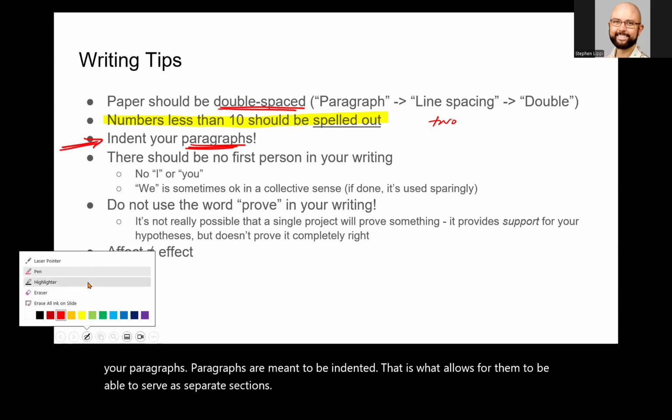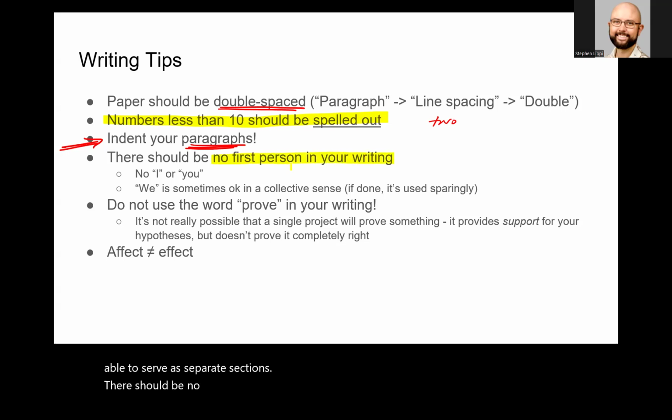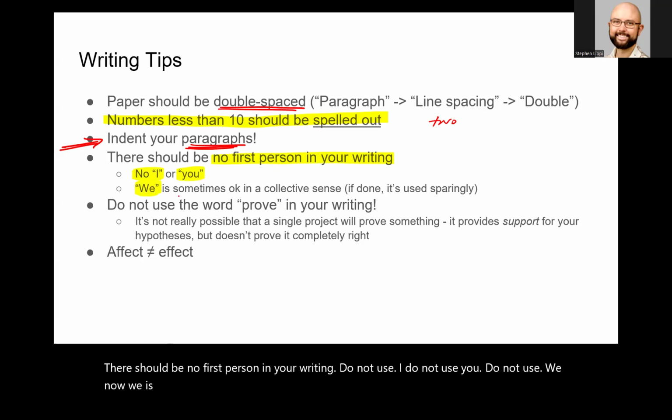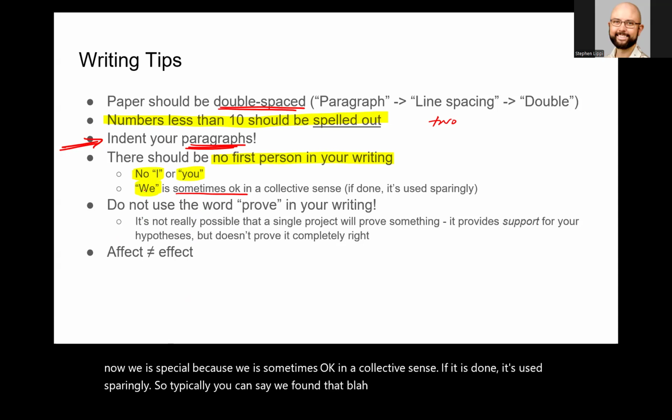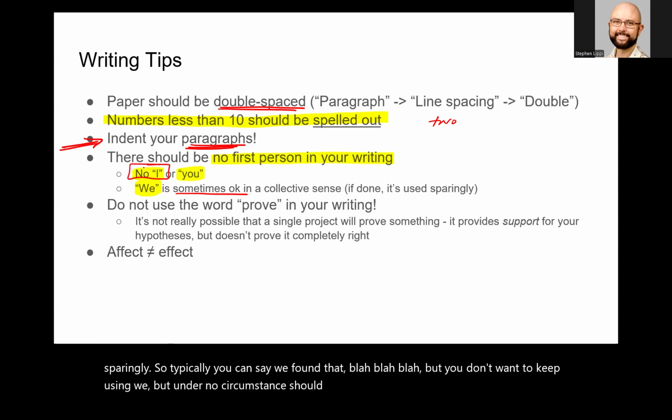There should be no first person in your writing. Do not use I. Do not use you. Do not use we. Now, we is special because we is sometimes okay in a collective sense. If it is done, it's used sparingly. So typically you can say, we found that blah, blah, blah, but you don't want to keep using we. But under no circumstance should you ever say I in your science writing, okay?